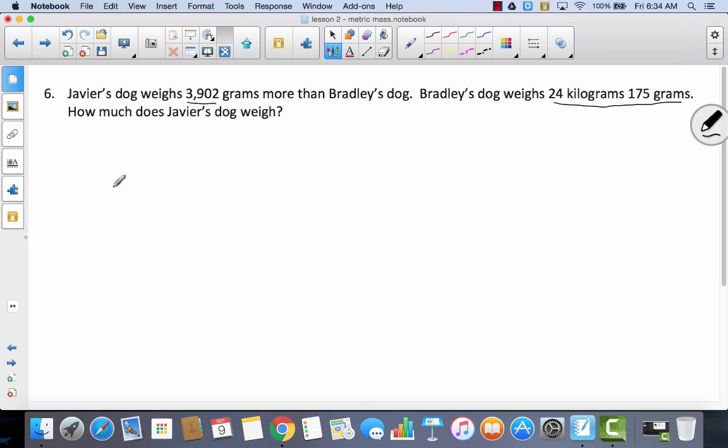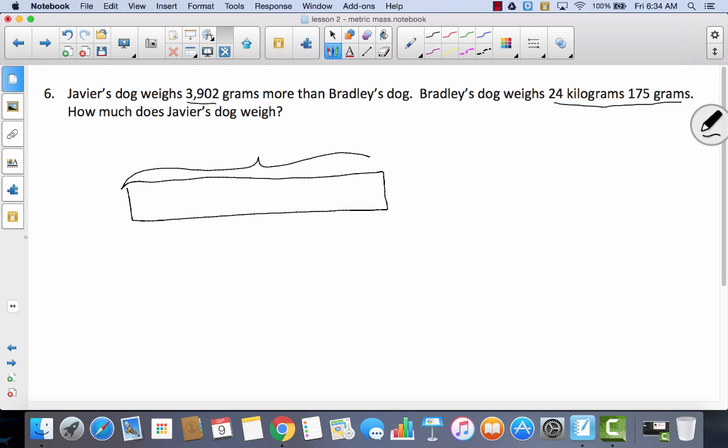All right, so it says here that Javier's dog weighs more than Bradley's dog. So I'm going to make my total here to be Javier's dog. I'm going to put a J for Javier. I know that Bradley's dog weighs 24 kilograms, 175 grams, and Javier's dog weighs this much more, 3,902 grams. I want to know how much Javier's dog weighs. I want you to take a look at our tape diagram, and I want you to think about what you would do to solve for Javier's dog and complete this problem.